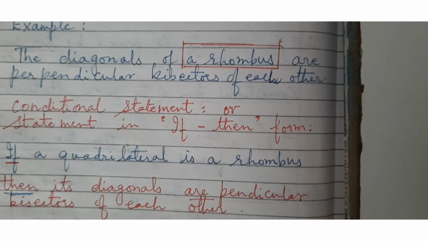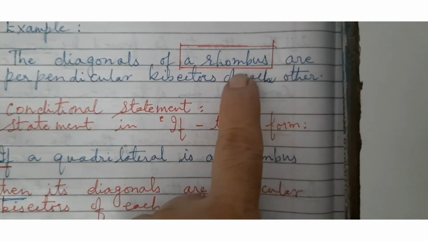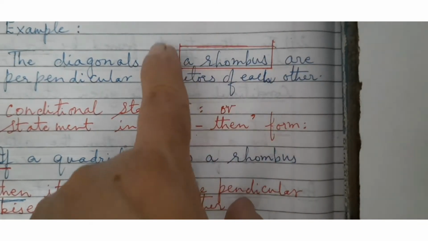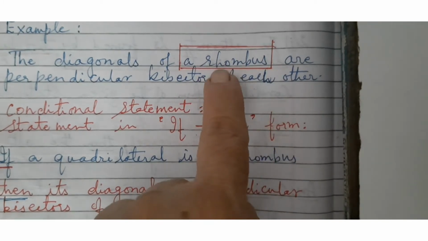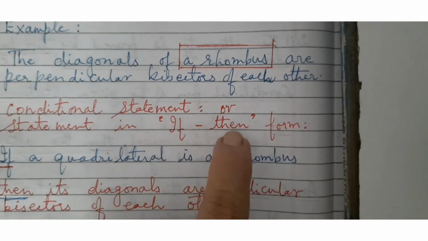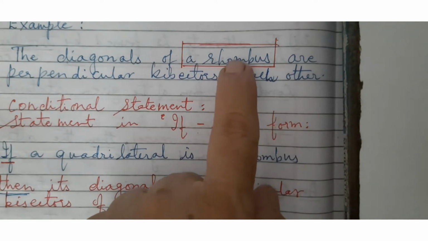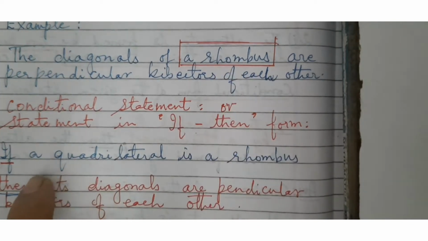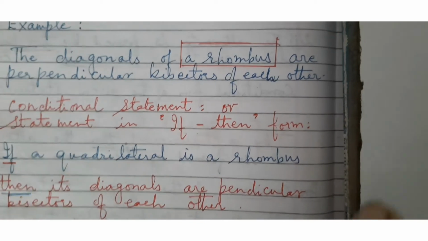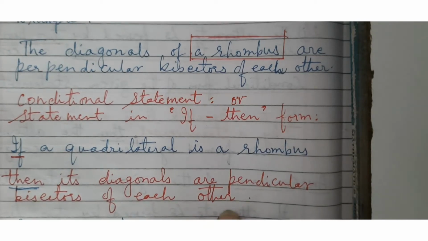Now what will come in the if part of this given statement? In the if part we'll mention only the name of the quadrilateral which is given in the center of the statement. So you must only mention that if the given quadrilateral is a rhombus, that will come in the if part. Then the remaining full sentence will come in the then part. That means the answer for the conditional statement will be as follows: if a quadrilateral is a rhombus, then its diagonals are perpendicular bisectors of each other.